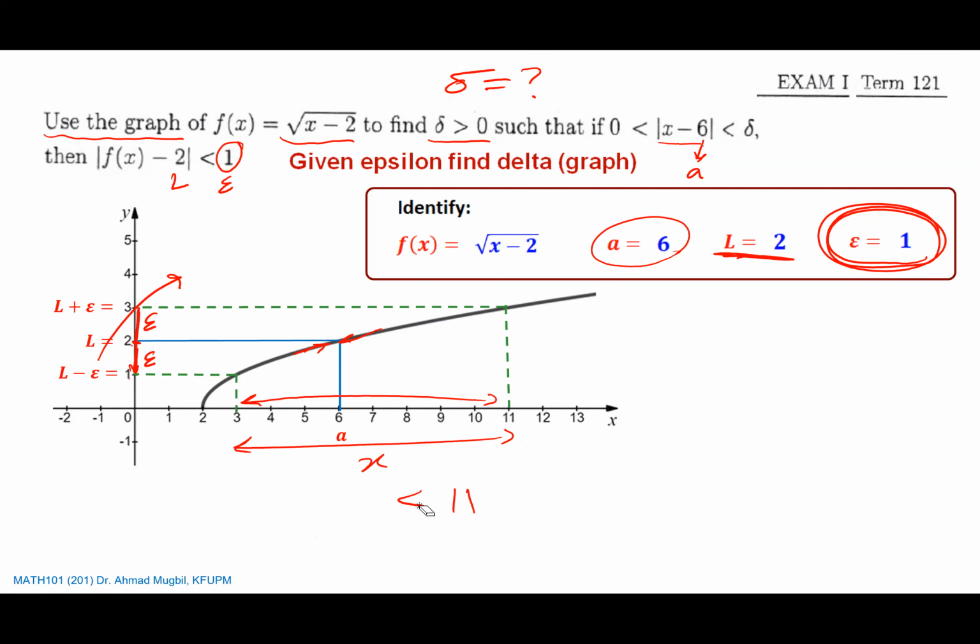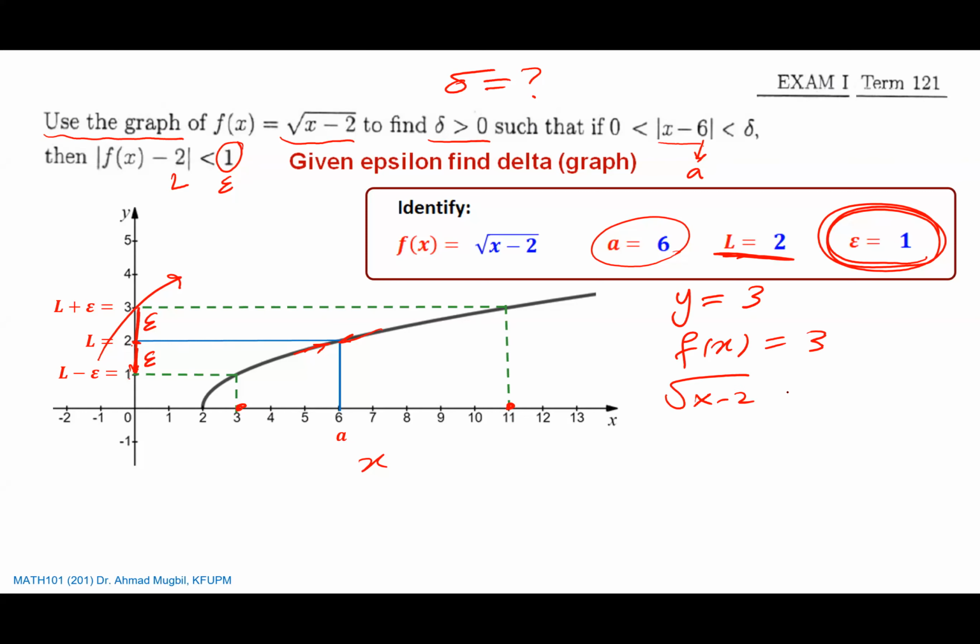Now, we need a delta that gives the best estimation for these intervals. So how do we find delta? By the way, if you cannot find this easily from the graph, you can do it algebraically without the graph. How? When y is 3, this means that the function is 3. The function is the square root of x minus 2, which equals 3.